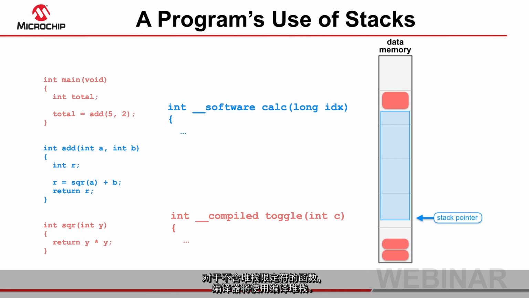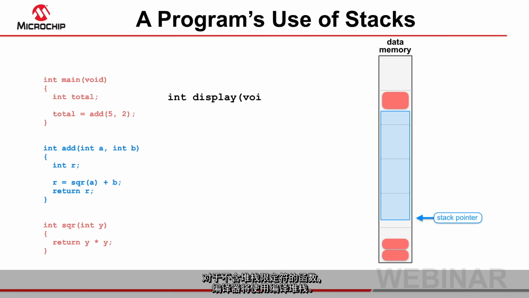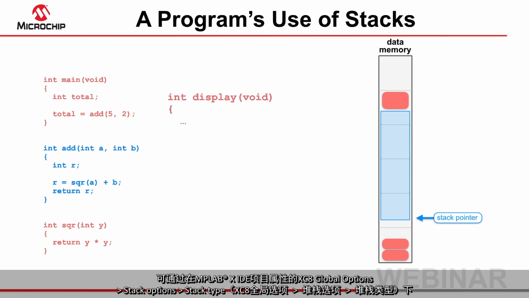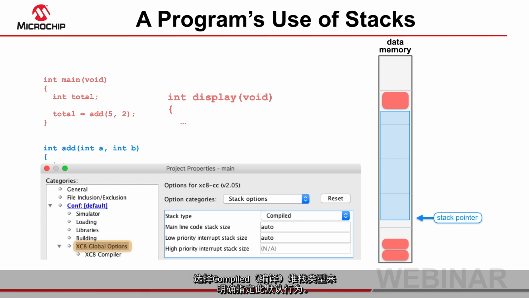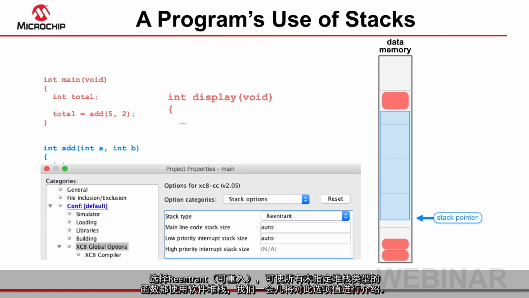For those functions without a stack specifier, the compiler will use the compiled stack. This default behaviour can be made explicit by selecting the compiled stack type in your MPLAB X IDE project properties under XC8 Global Options, Stack Options, Stack Type. Select Reentrant so that all unspecified functions will instead use the software stack, and we'll get to an explanation of this option value in a moment.